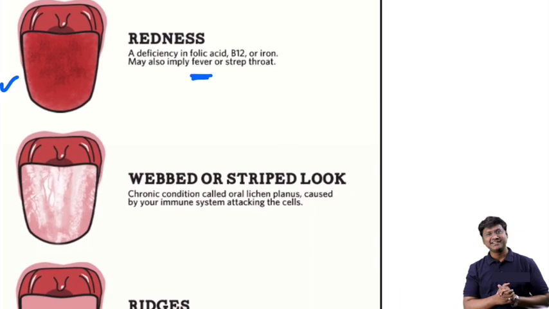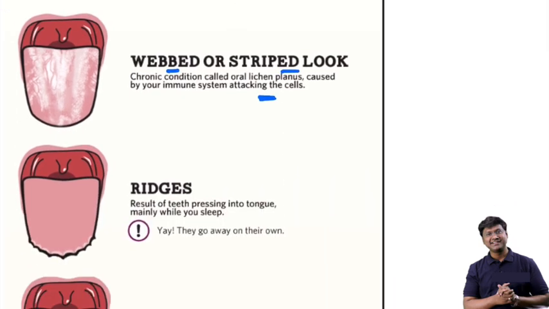And where is that clinical scenario? You will have a webbed or striped looking tongue. So it's a chronic condition called oral lichen planus. It is caused by your immune system attacking the cells. There you will get this webbed or striped looking tongue.